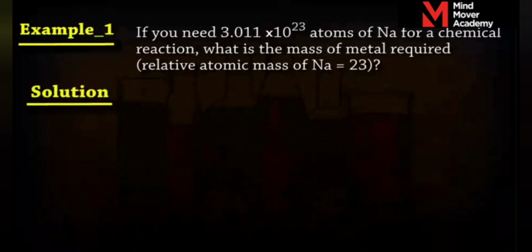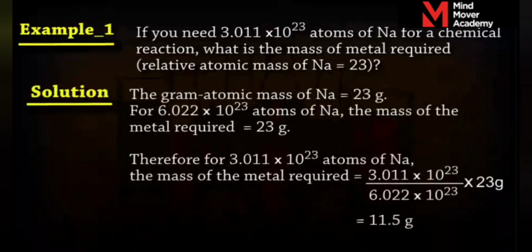Let's solve this. The gram atomic mass of Na is equal to 23 grams. For 6.022 into 10 to the power 23 atoms of Na, the mass of the metal required is equal to 23 grams. Therefore, for 3.011 into 10 to the power 23 atoms of Na, the mass of the metal required is equal to 3.011 into 10 to the power 23 divided by 6.022 into 10 to the power 23 into 23 grams, which is equal to 11.5 grams.